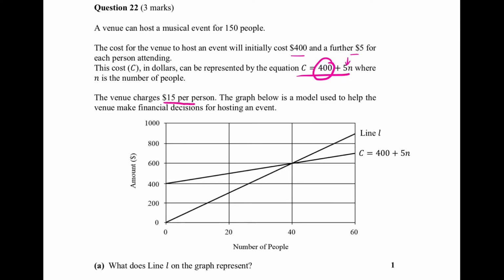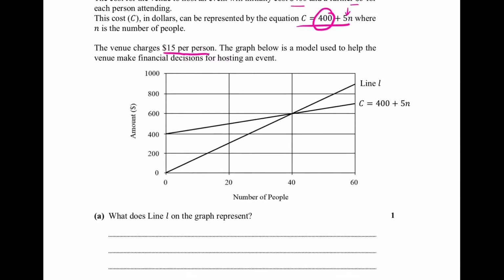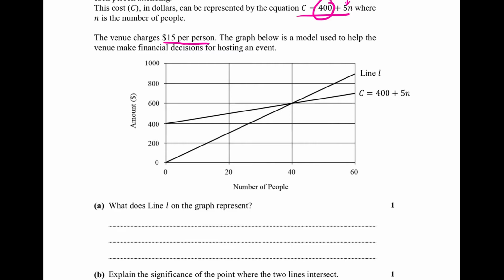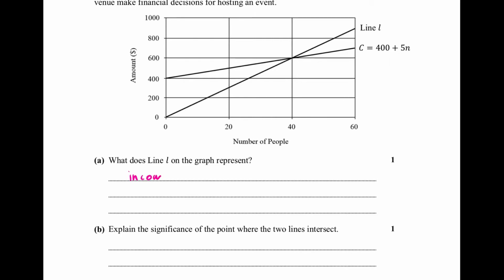The venue charges $15 a person. The graph below is a model used to help the venue make financial decisions for hosting an event. What does the line L represent on the graph? Okay, that's this line here. And that one is your income. Okay, so you can say your income or money earned for every person attending.